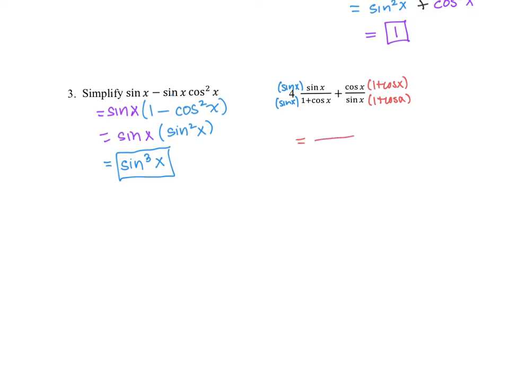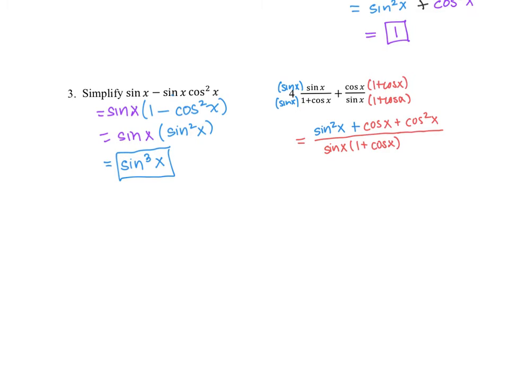Okay, now I'm going to rewrite the denominator. I'm going to leave it in factored form because sometimes something cancels, and if I leave it in factored form, it's easier for me to see what's going to cancel. But I am going to distribute out the numerator to see what's happening there. So sine times sine is sine squared x plus cosine x times 1 plus cosine x is cosine x plus cosine squared x.